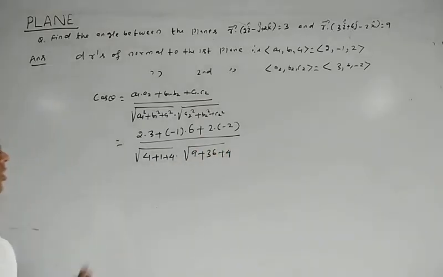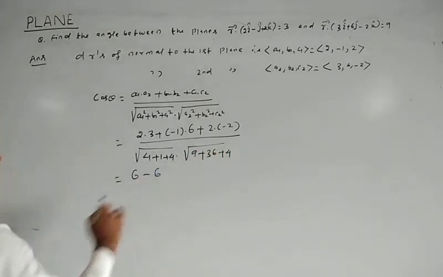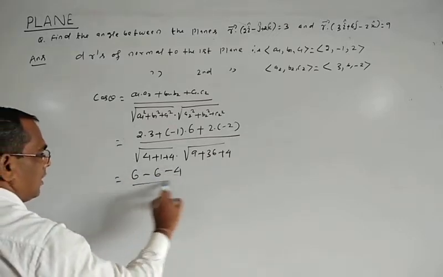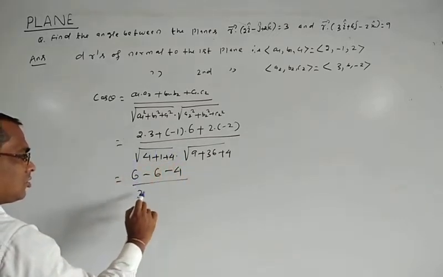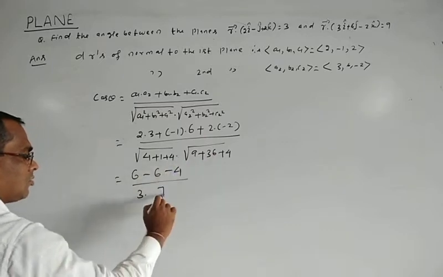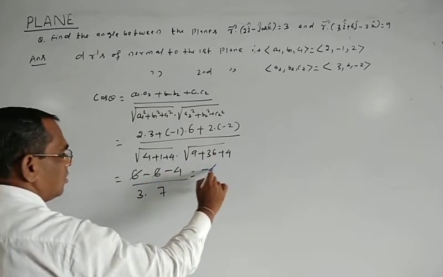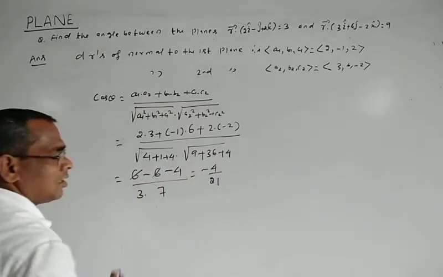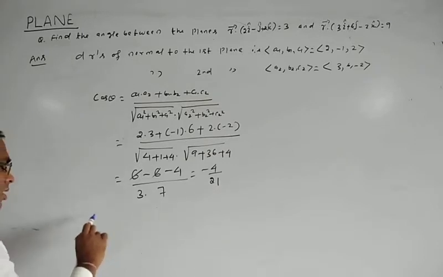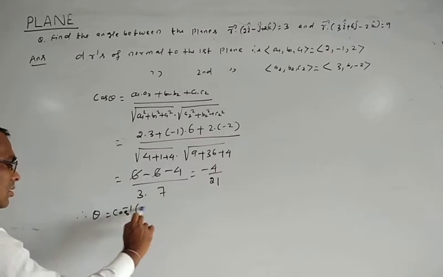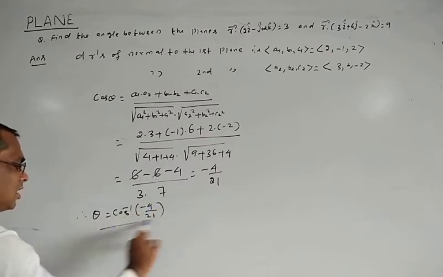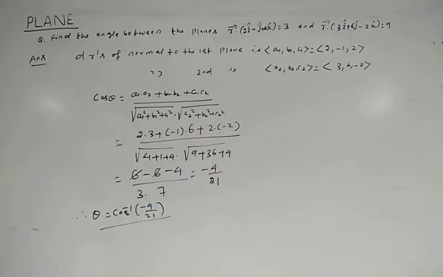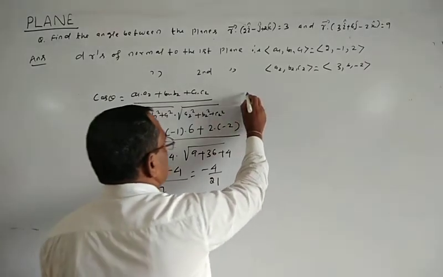Okay, so this is equal to 6 minus 4 by root 9, which is 3, into root 49, which is 7. So this is equal to minus 4 by 21. So cos theta is equal to this. Therefore theta is equal to cos inverse of minus 4 by 21. This is the angle between the two planes. Okay. Next we see another question.